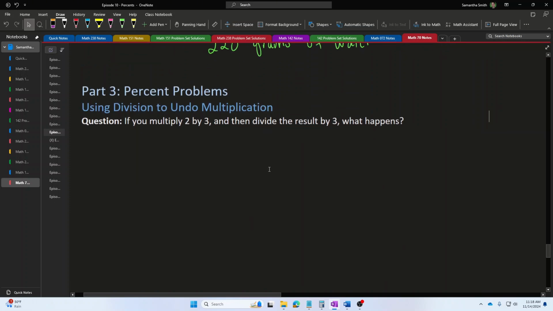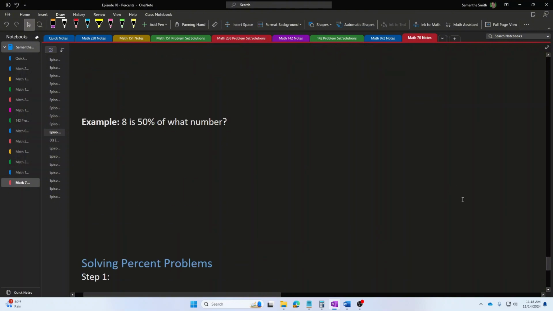But there are other varieties of percent problems that can be asked. For example, someone might say, 8 is 50% of what number? Here, the thing I'm taking 50% of is unknown, and what I am given is the result of that calculation. 8 is 50% of what?